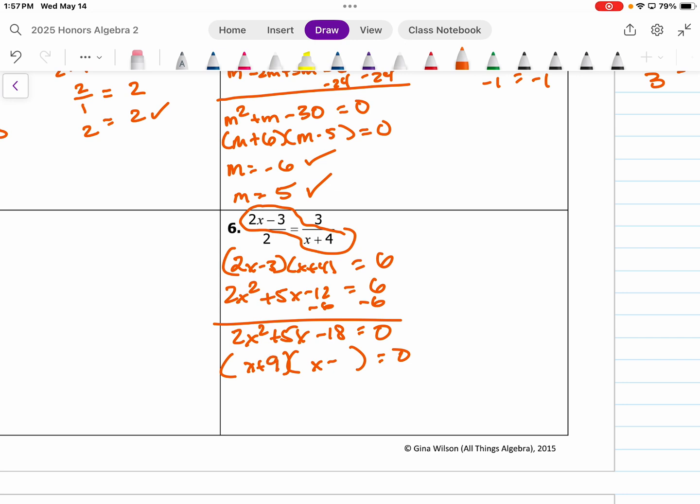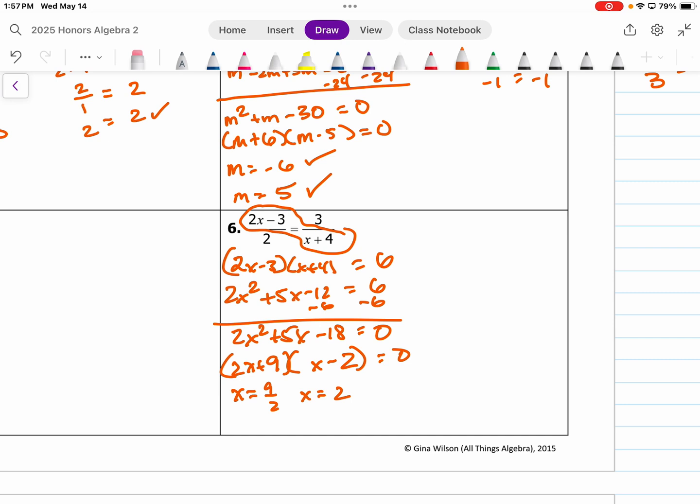I like the 9 here, the 2 with the 9, x and, oops, sorry. Don't need an x, I already have it. And then a 2 there. 9 times 2 is 18. 2 times 2 is 4. Subtracted from 9 is 5 in the middle. So that means x equals 9 halves. X equals 2. And then we're supposed to check it.